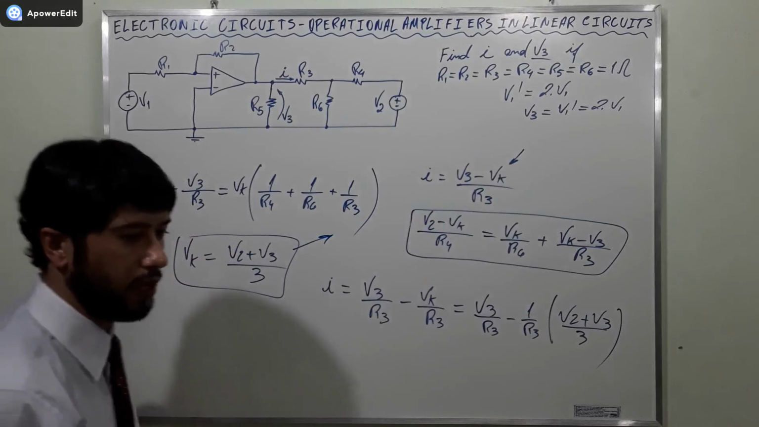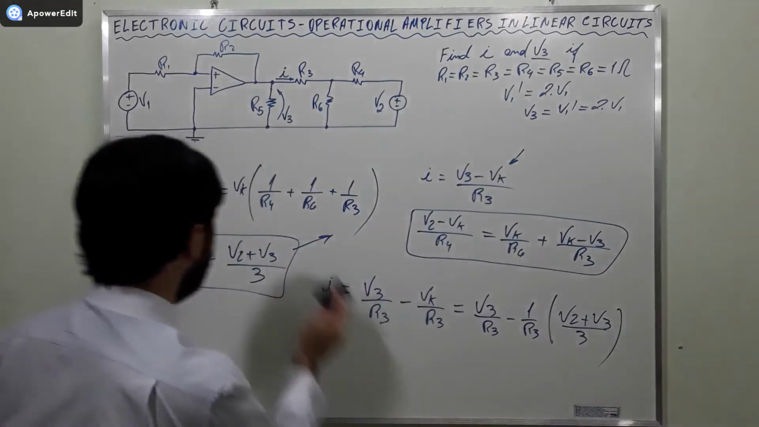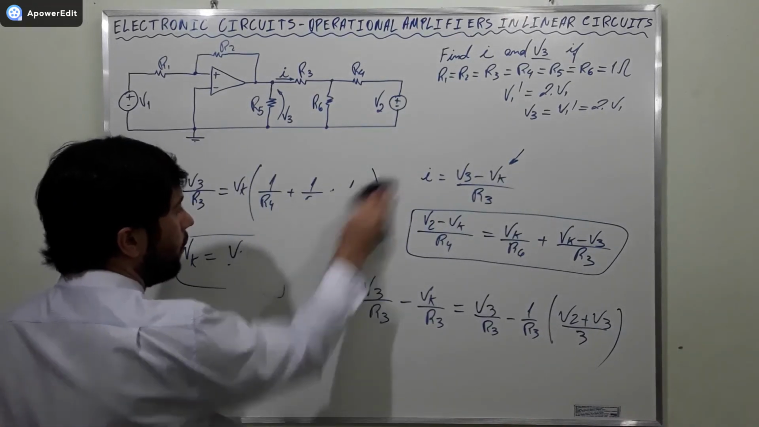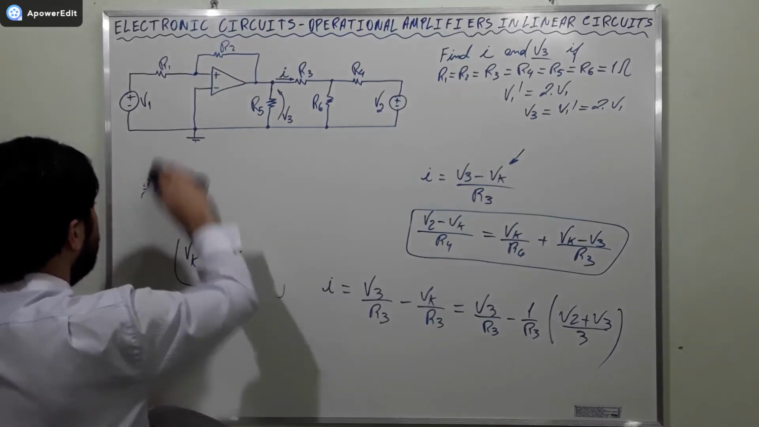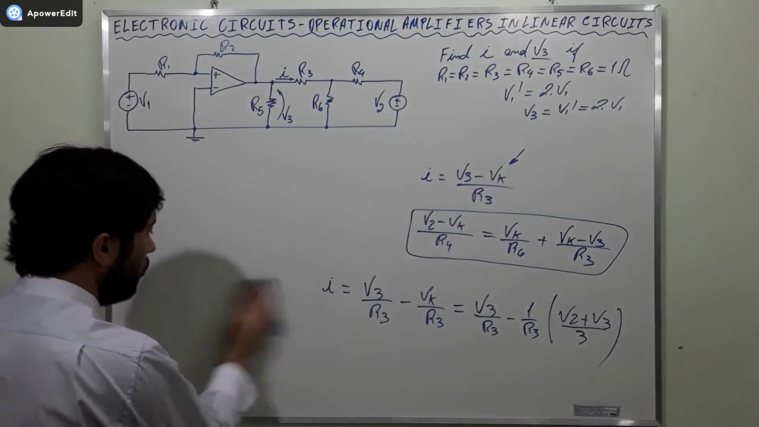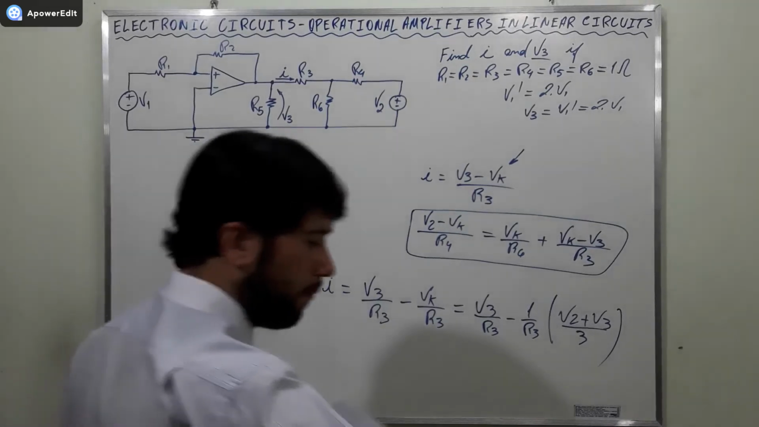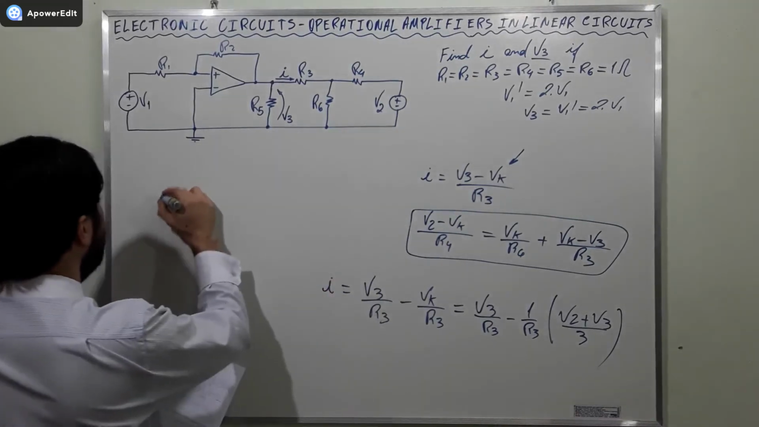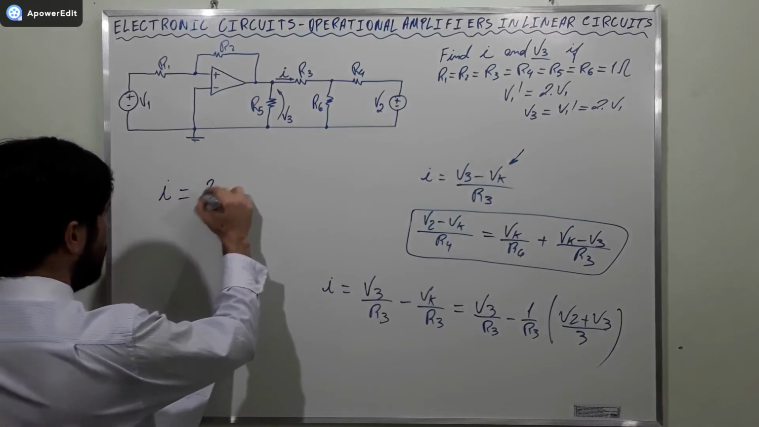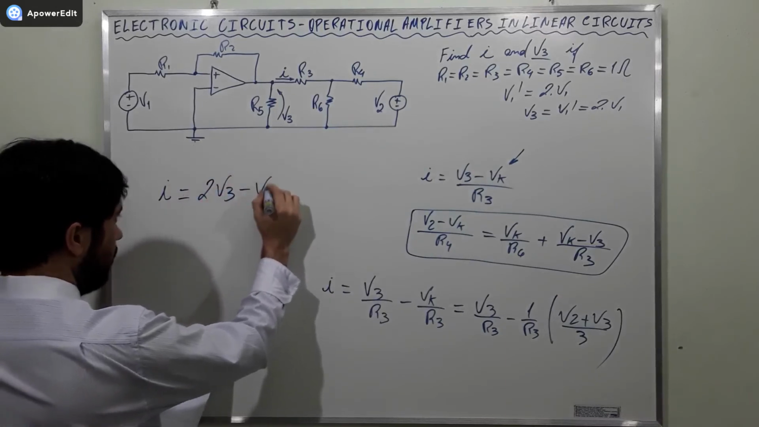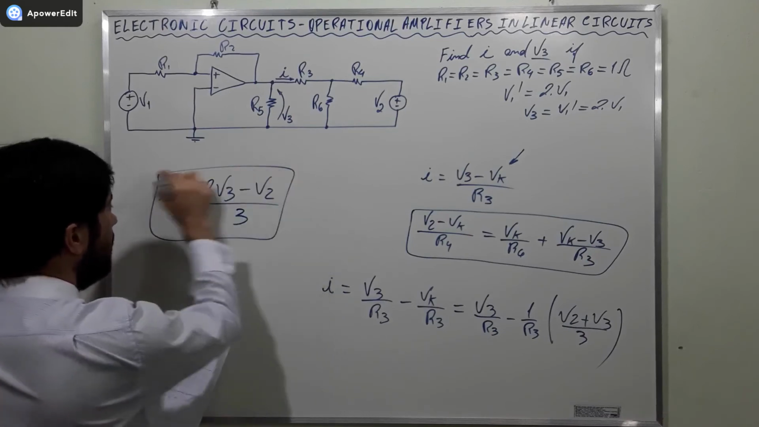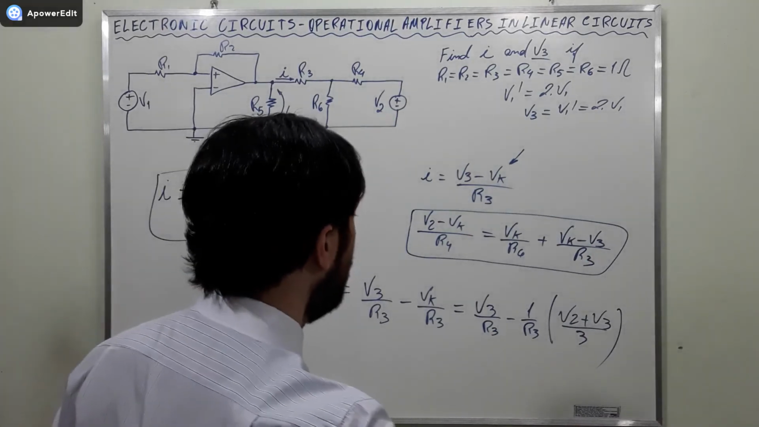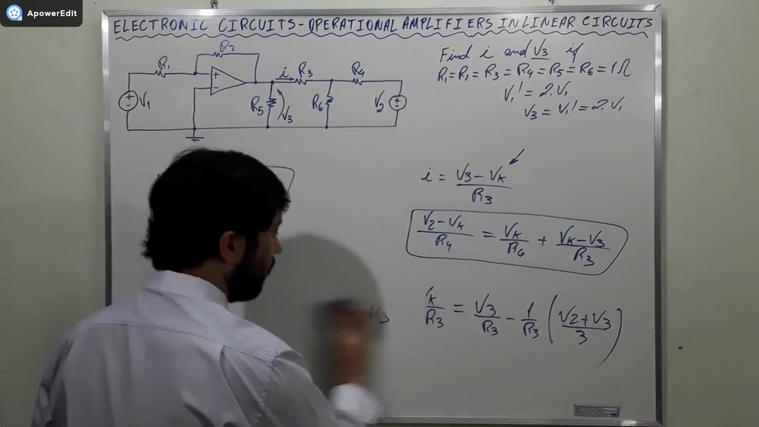Do you guys fully comprehend what I did? And then, after doing some algebraic manipulations, we are going to find that I is going to be equal to 2 times V3 minus V2 divided by 3. So this is the current. This is what we wish to calculate, my friends.